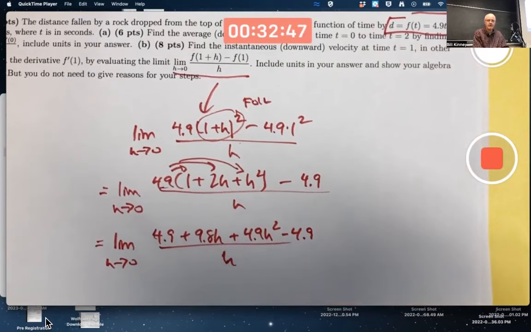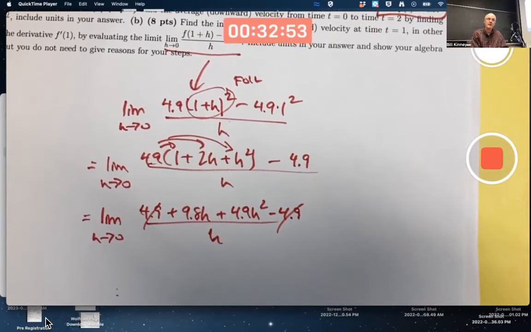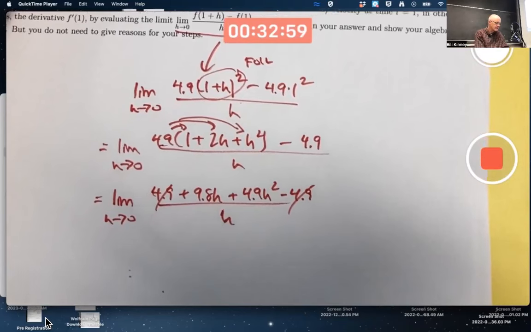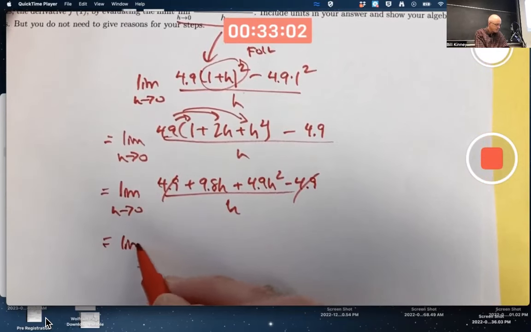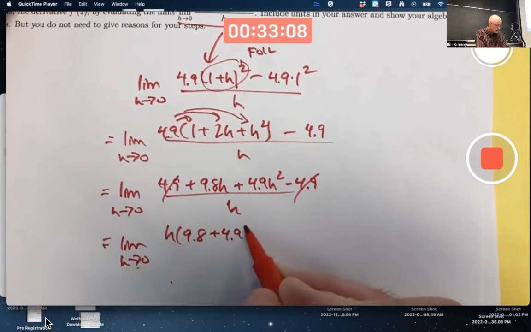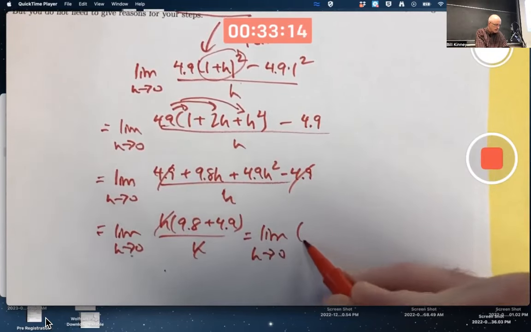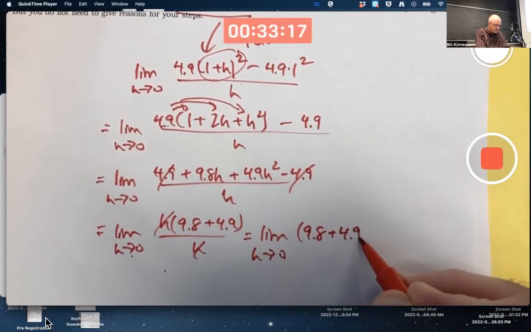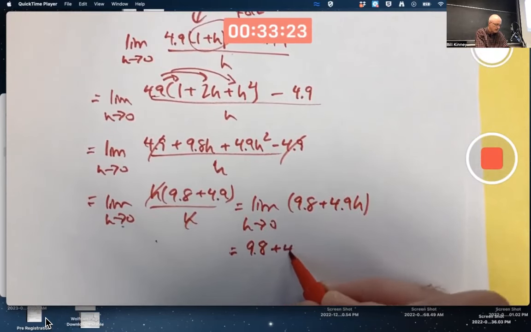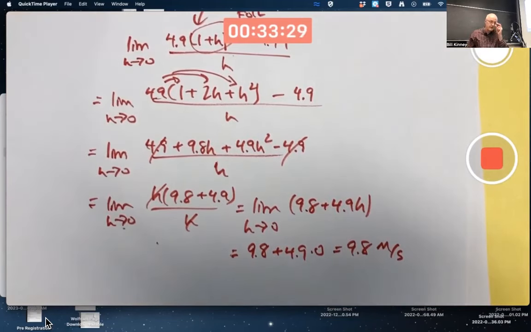Some people got the right answer, even though they were making some mistakes in here. I am grading not only right answers, but also your work and whether your work is right. So you would have missed a point or two, depending on how many mistakes you made. The 4.9s cancel. With what's left, you can factor out an h and divide that out. And so you're ultimately taking this limit. What you're left with there is a nice continuous function of h. Now you can get rid of the limit sign because now you can plug in h equals 0 and get 9.8 meters per second. Don't forget the units.